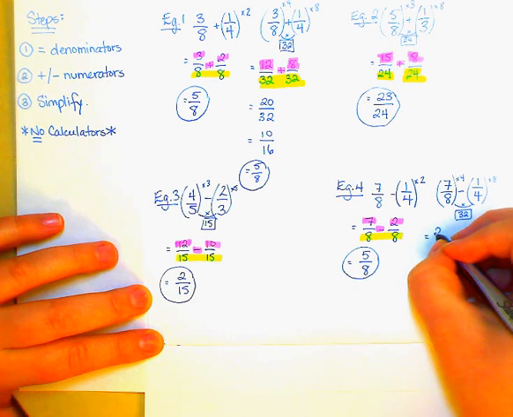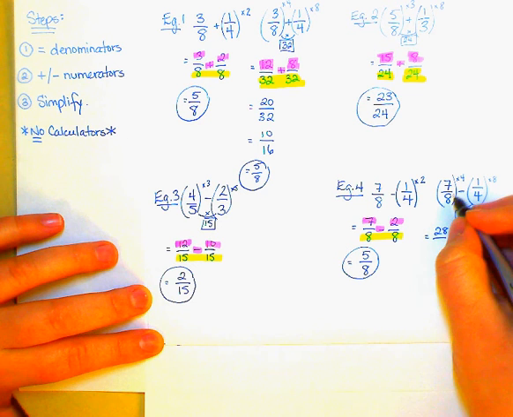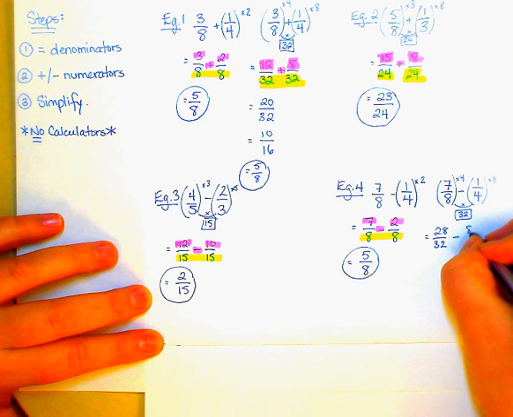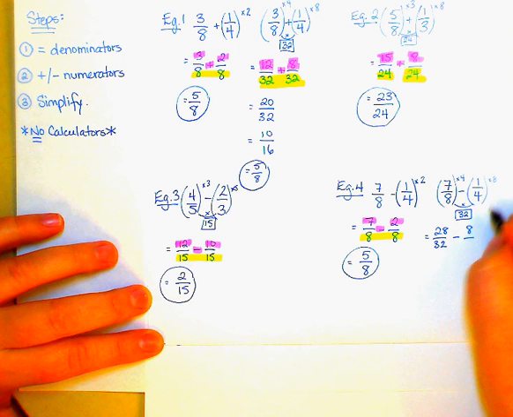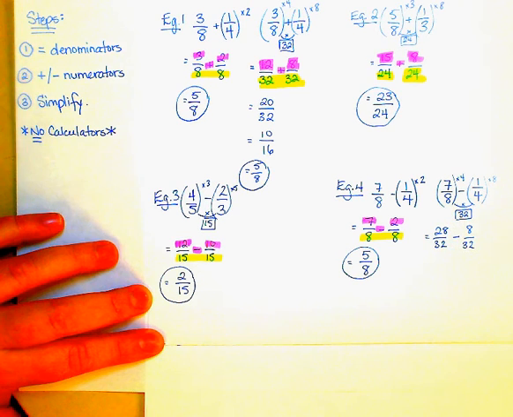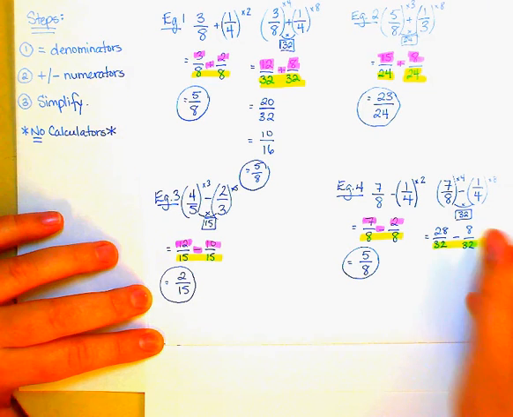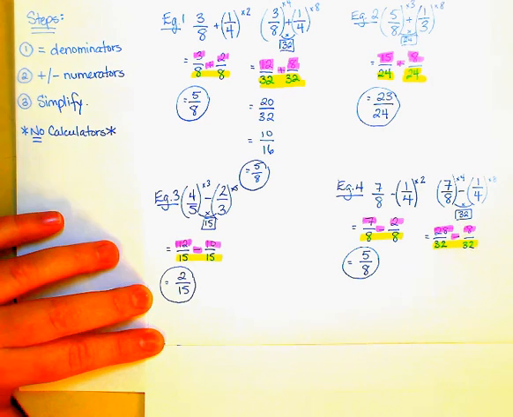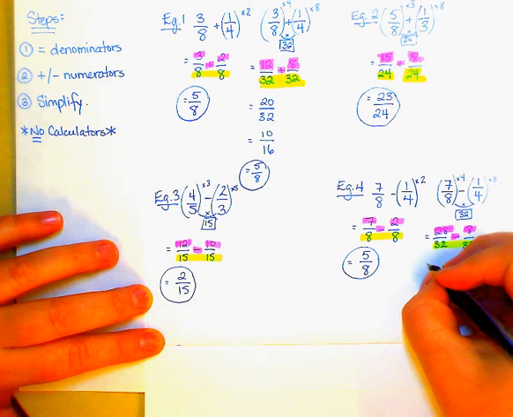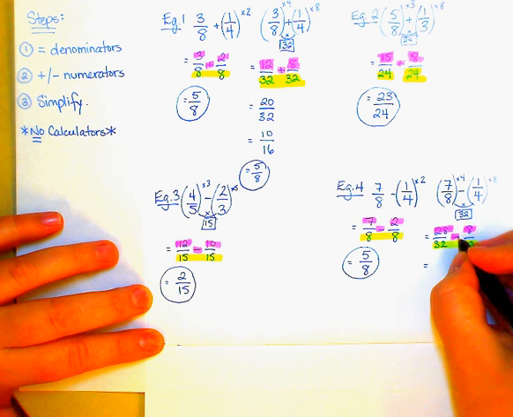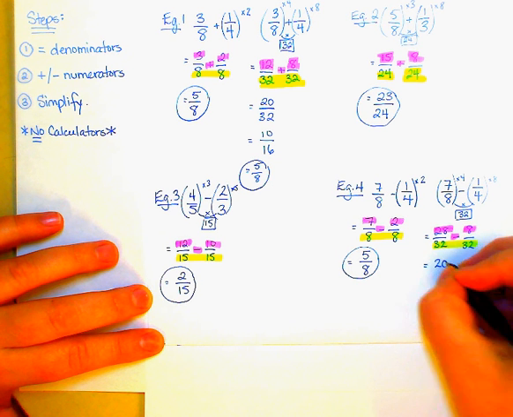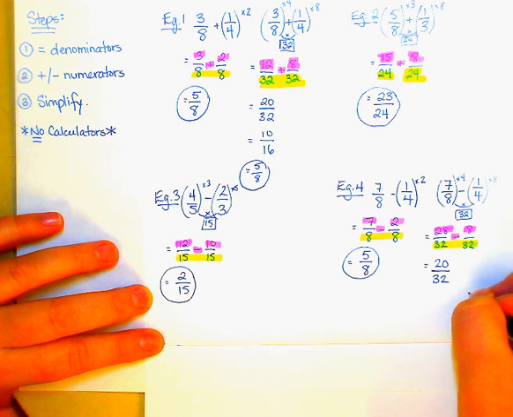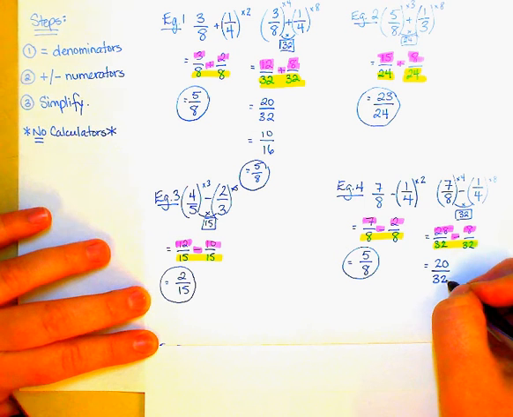7 times 4 is 28. 8 times 4 is 32. Subtract. 1 times 8 is 8. 4 times 8 is 32. My denominators are the same, so now I can subtract. 28 subtract 8 leaves me with 20. So I have 20 over 32 because my denominator remains the same.